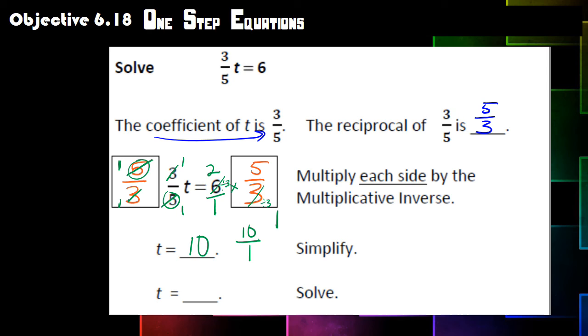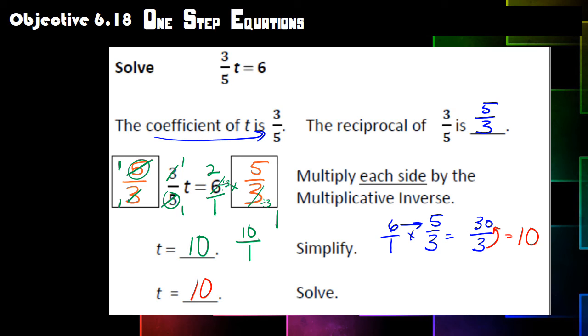If you did not cross simplify, say you went 6 over 1 times 5 over 3, it can come out to 30 over 3. Then you say, how many times does 3 go into 30? That's a grand total of 10 times. So you can say that t would be equal to 10.